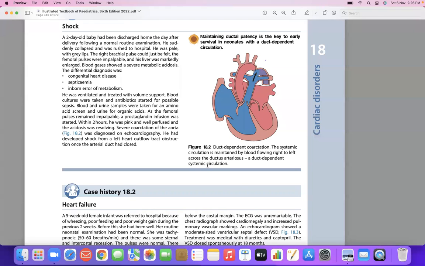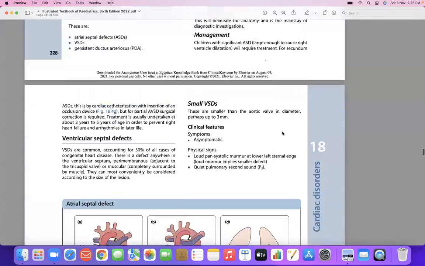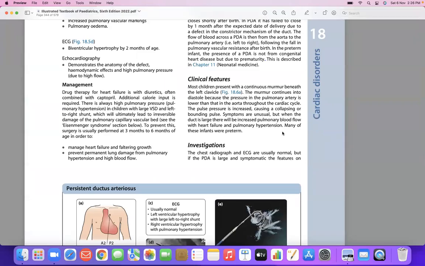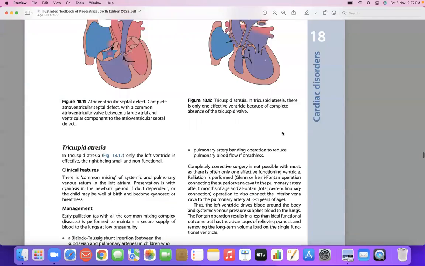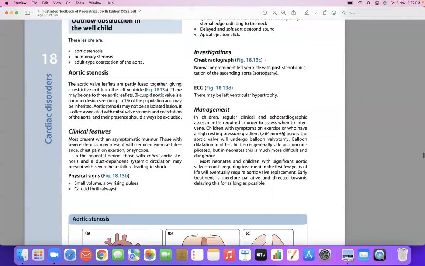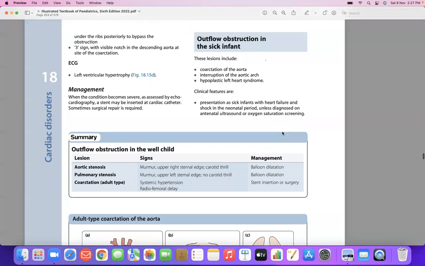On investigation, the chest X-ray will show rib notching, secondary to the collaterals. One thing I forgot to tell you: on auscultation, an ejection systolic murmur will be there, and the radiation will be to the back. Echo is the diagnostic one. And for surgery, either you put in a stent, or do end-to-end anastomosis or a subclavian flap.